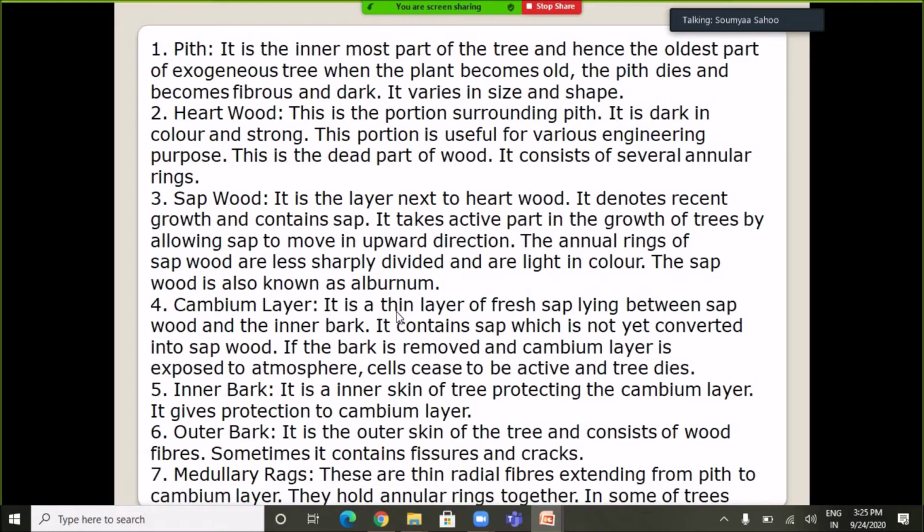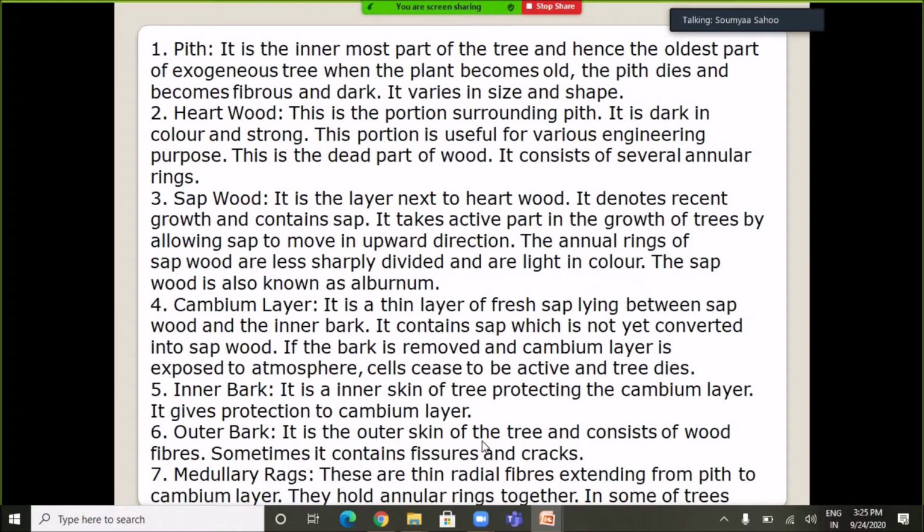Cambium layer is a thin layer of fresh sap lying between the sapwood and the inner bark. It contains sap which is not yet converted into sapwood. If the bark is removed and the cambium layer is exposed to atmosphere, cells cease to be active and the tree dies. Inner bark is the inner skin of the tree protecting the cambium layer.